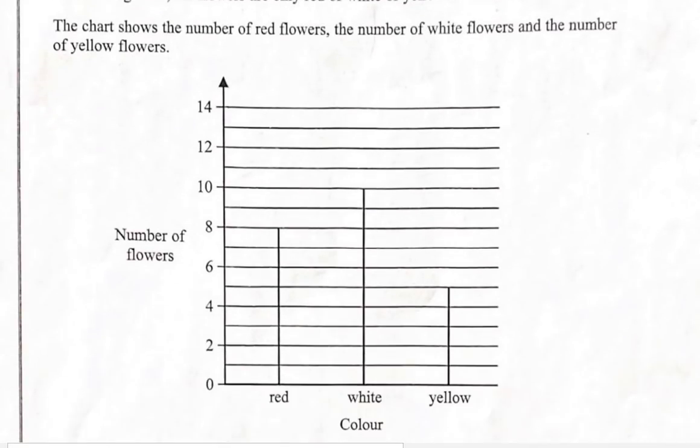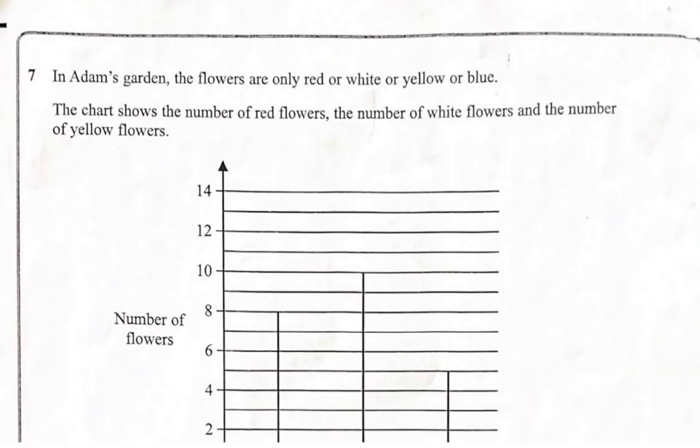Let's move to question number 7. This question is not hard, you just need to read the chart. In Adam Gardner's garden, the flowers are only red or white or yellow or blue. The charts show the number of the red flowers, the number of the white flowers, and the number of the yellow flowers. So there's not much information here.